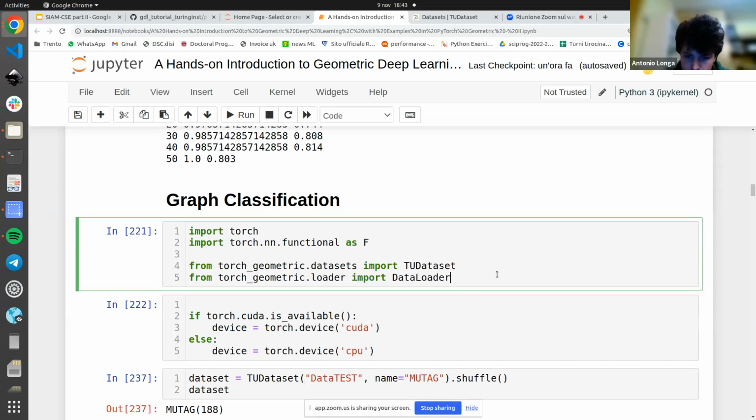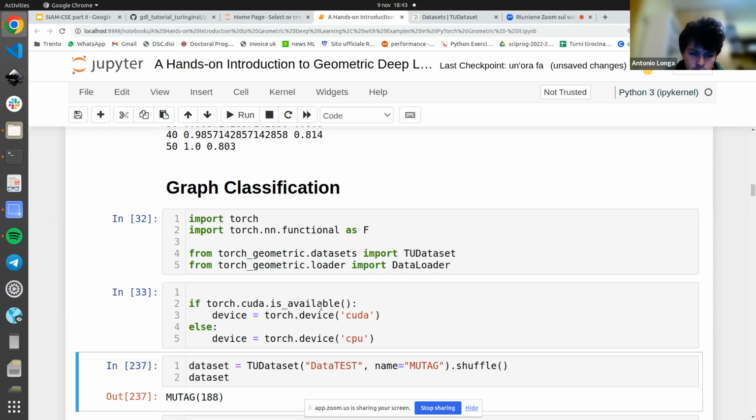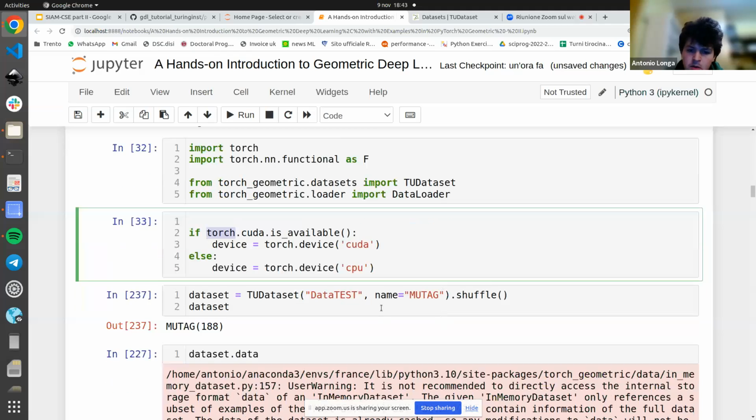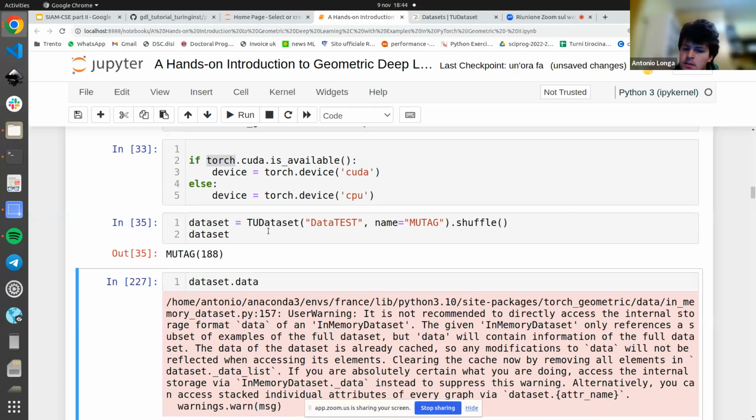Okay, back on graph classification, we are going to import this TU dataset. Once again, we are setting our device to be equal CUDA or CPU. And then we download the dataset. As done before, if you have never downloaded it, it automatically downloads your dataset in this data folder. And if you execute again, it's not going to re-download it.